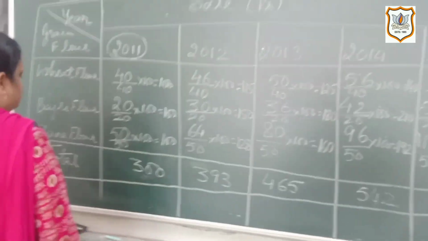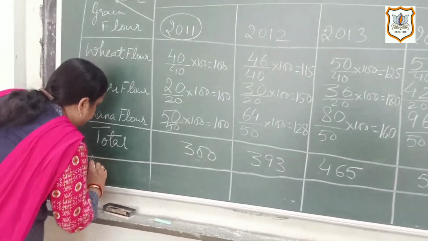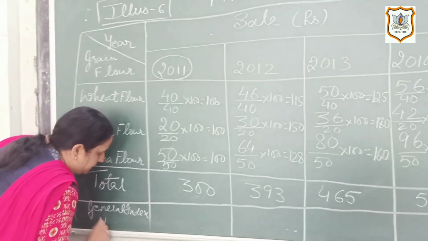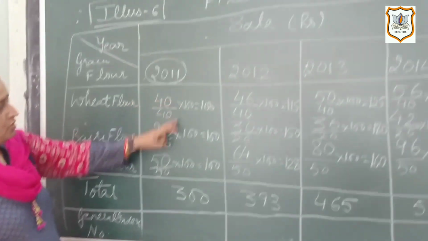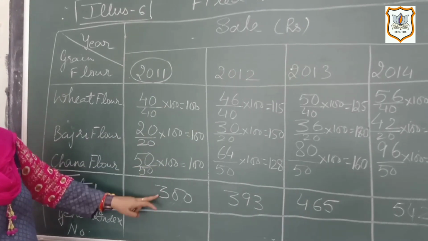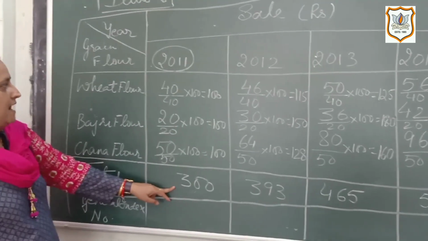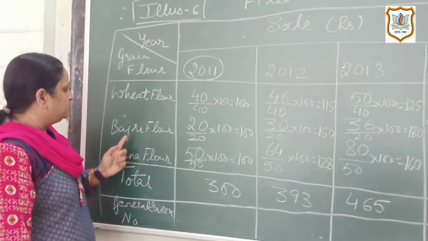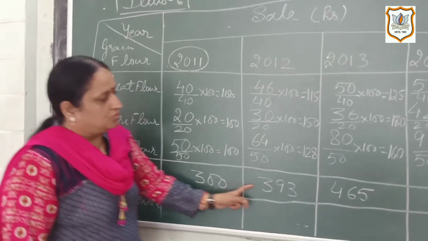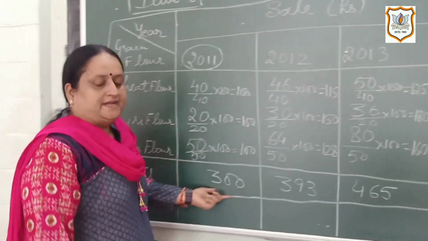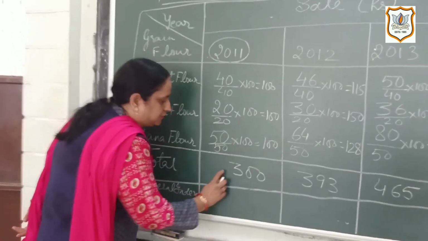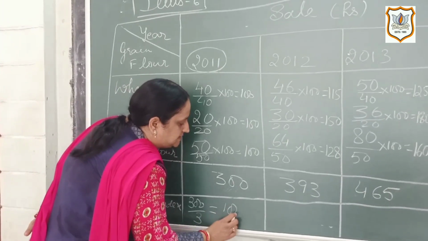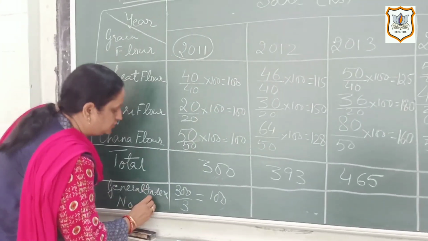Now, the next thing which we are supposed to do is to find the general index number. Now, what do you mean by the general index number? The total which we are getting of these three values, you have to divide by the number of flours which we are having. Here we are having three flours, wheat, bajri and chana. So all these totals should be divided by 3. For example, for the first one, 300 by 3, you will get 100.